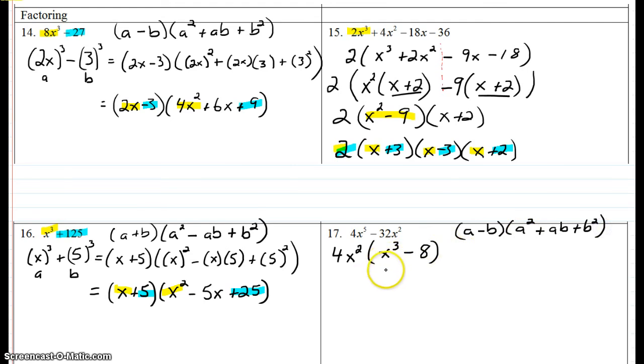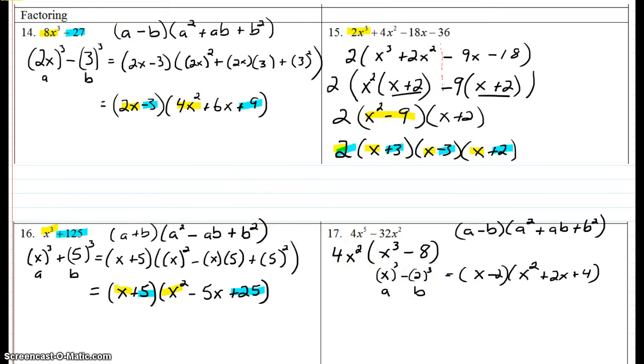And so this is just x cubed. This is just 2 cubed. So x is my A, 2 is my B. And so this is going to become x minus 2. And so a squared is just going to be x squared. AB is just x times 2, so we'll just go ahead and write 2x. And then b squared is just 2 times 2, which is 4.